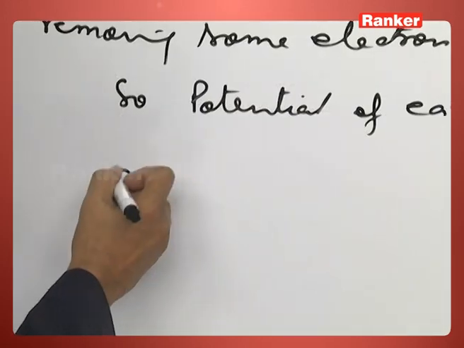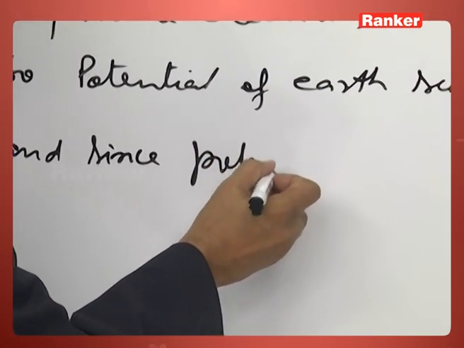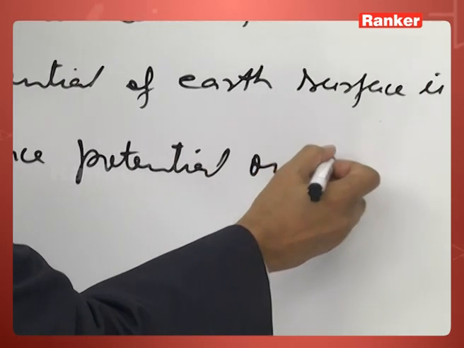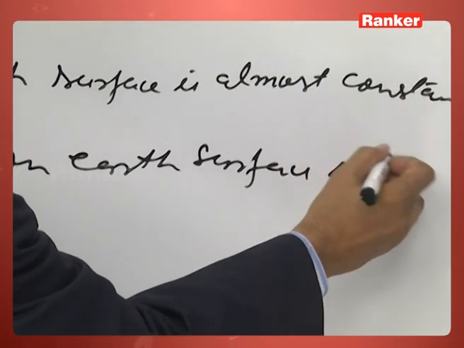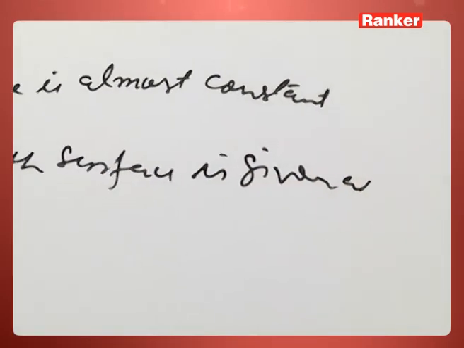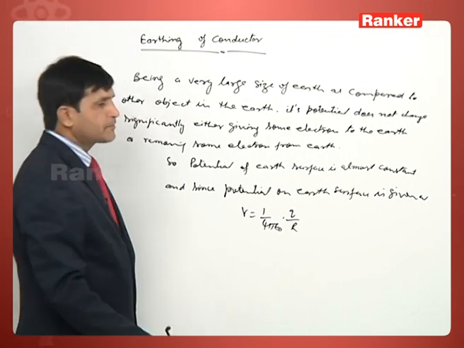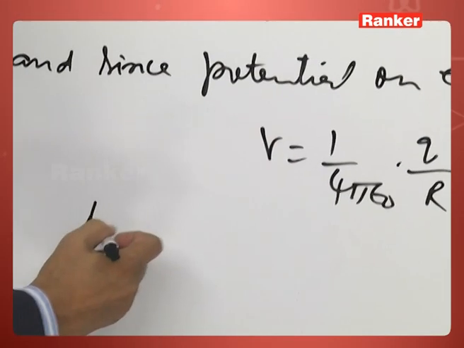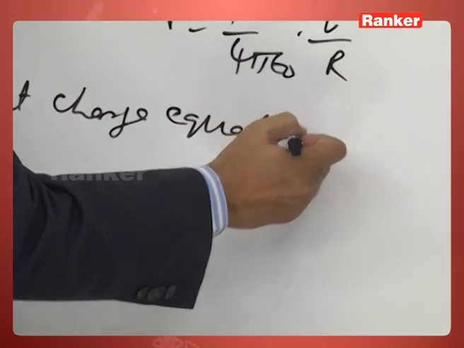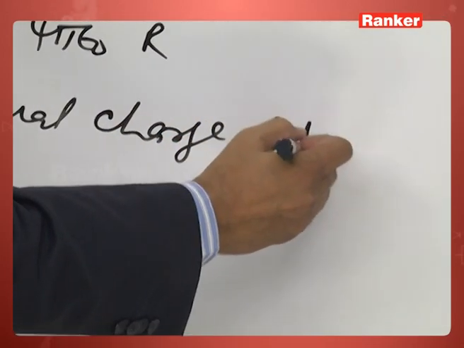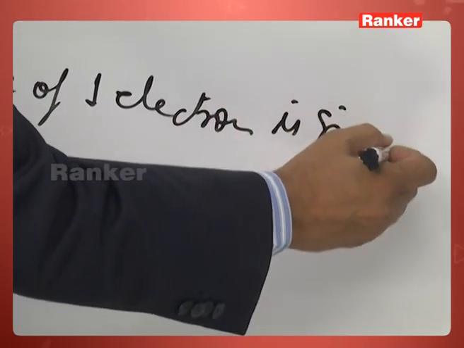And since the potential on the earth surface is given as V equals 1 by 4 pi epsilon naught, Q by R, for example, let the charge of 1 electron be given to the earth.